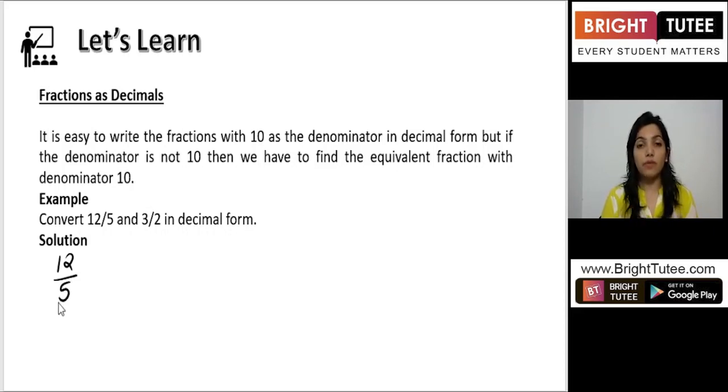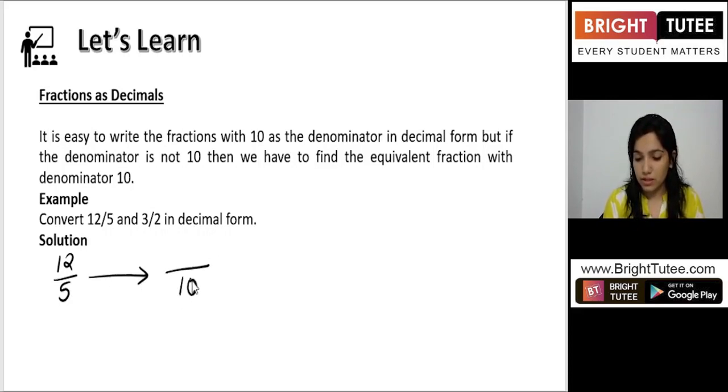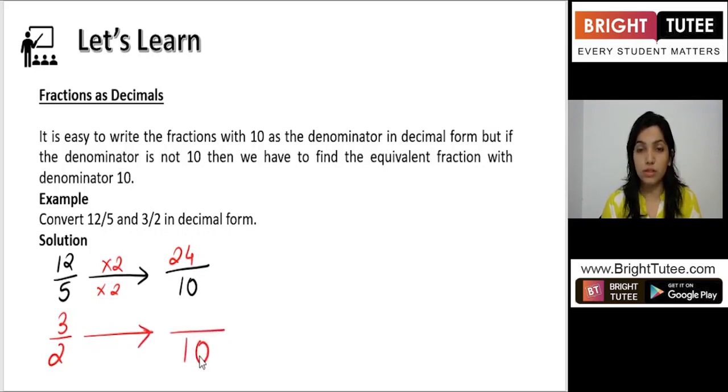Now how are we going to convert to its equivalent such that we get 10 as the denominator? What times 5 will give you 10 is multiplying it by 2. We do the same with the numerator and the answer comes out to be 24. Okay. Now the next one. Here it is 3 over 2, and what can we do in order to make it a 10 in the denominator? We multiply it by 5, right? So here comes 15 in the numerator.